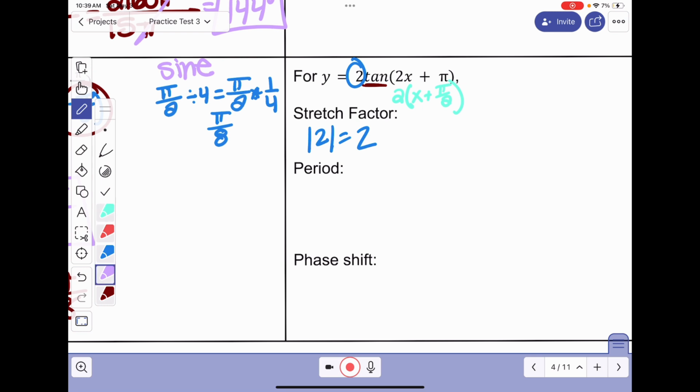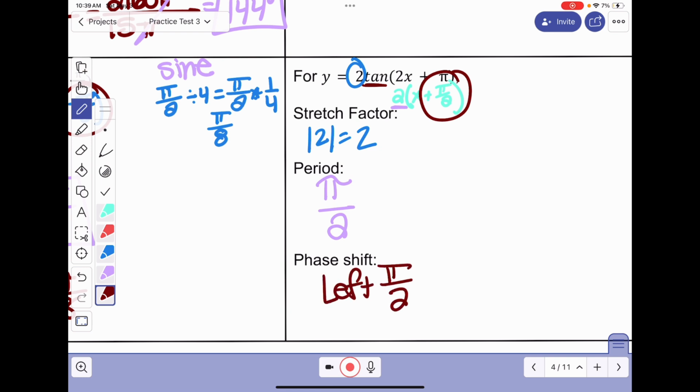Now the period of tan is pi. So we start with pi, then divide by the number we factored out, and we get pi over 2. And then this is our phase shift. The plus tells us to go left, and we're going to go left pi over 2. So that's how you find that information from the equation.